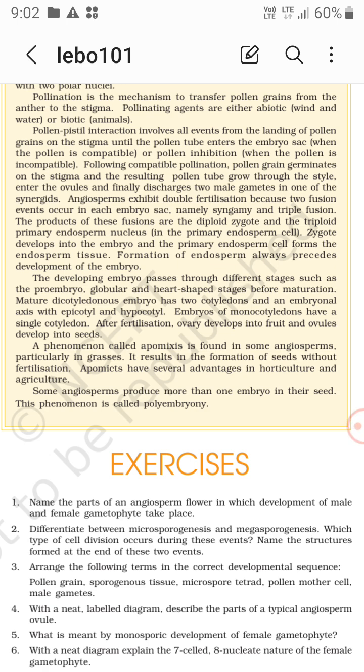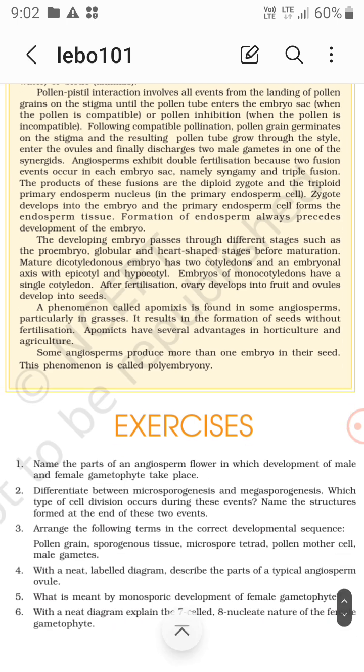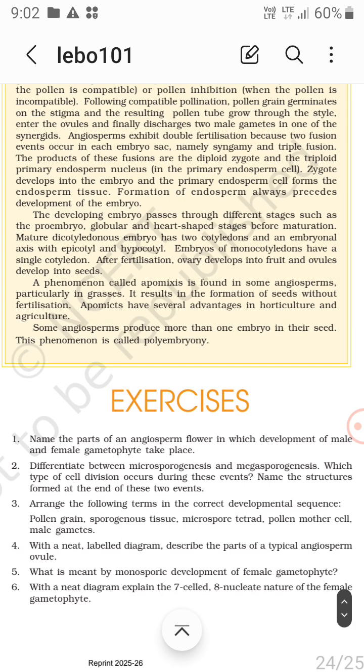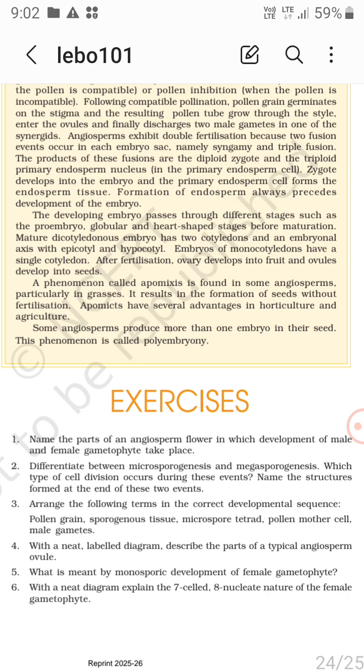After fertilization, the ovary develops into fruit and the ovules develop into seeds, right? A phenomenon called apomixis is found in some angiosperms, particularly in grasses. It results in the formation of seeds without fertilization.